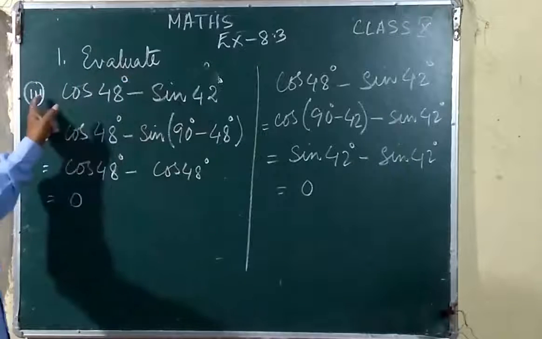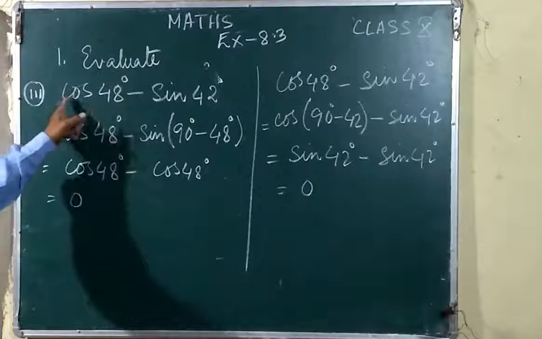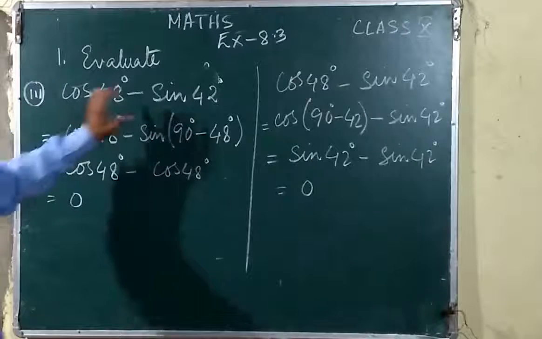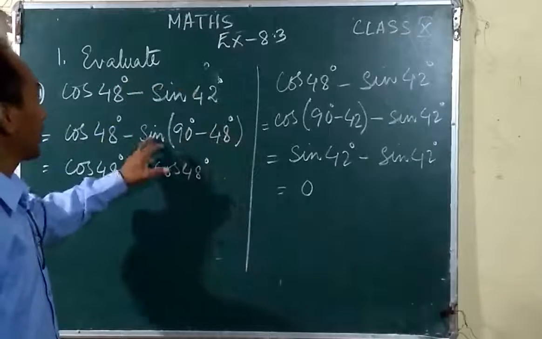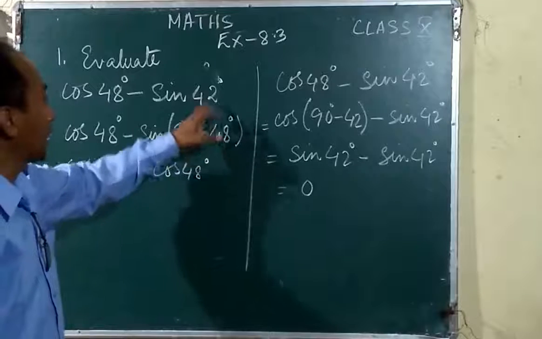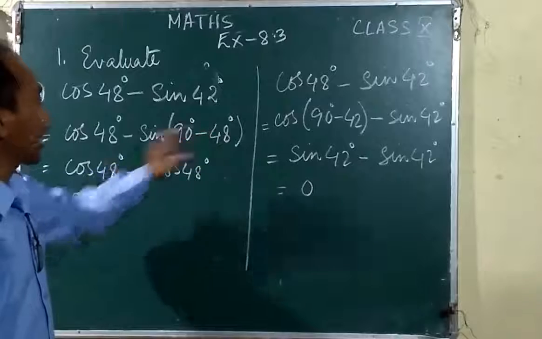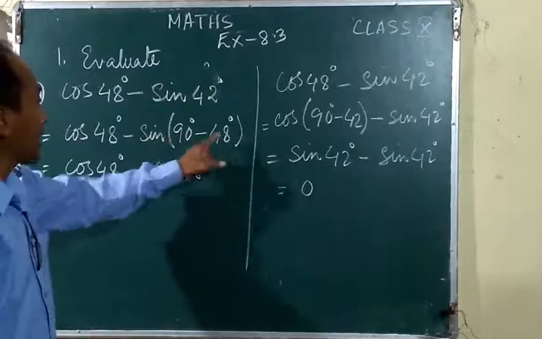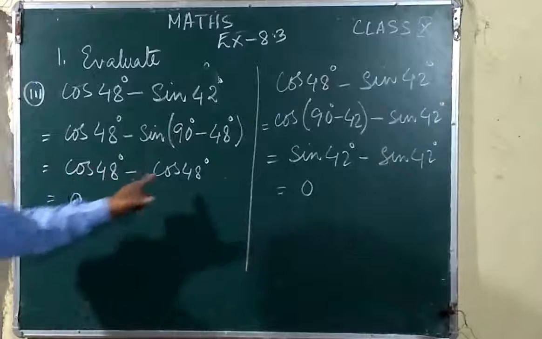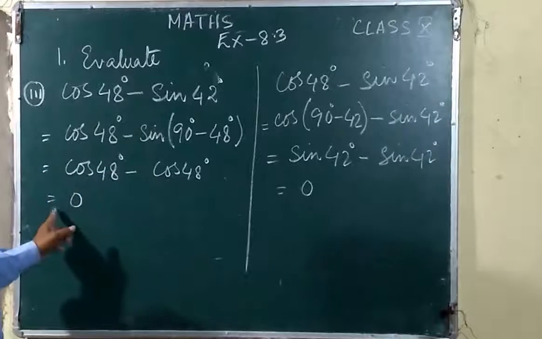Question number 3 is cos 48 degree minus sine 42 degree. Keeping cos 48 degree, I have converted sine 42 into sine 90 minus 48, since 90 minus 48 is 42. So here it becomes sine 90 minus angle A. Sine 90 minus angle A is cos angle A. So here is cos 48, here is cos 48, opposite in sign. So cos 48 minus cos 48 is 0.